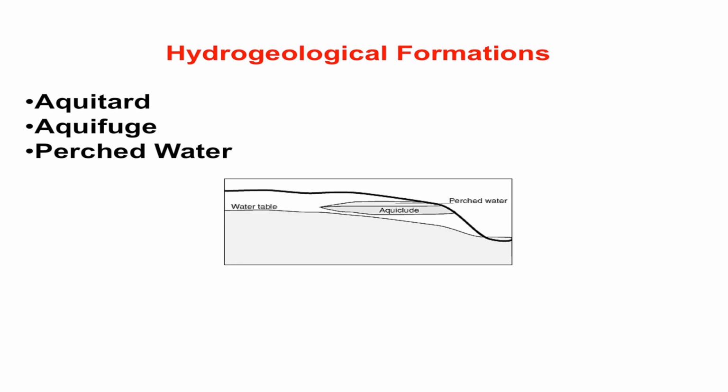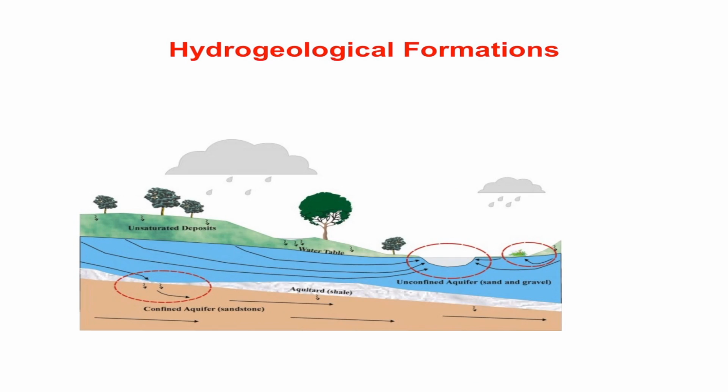Next one, perched water under the ground. An impermeable stratum that holds water is known as a perched water table. In this figure, in the unconfined aquifer, the red circle indicates groundwater flow from the unconfined aquifer to the river. This river or stream is known as a gaining stream. Why is it called a gaining stream? Because water enters the river from the aquifer. Some streams are known as losing streams. A losing stream is one where water from the river reaches the aquifer.